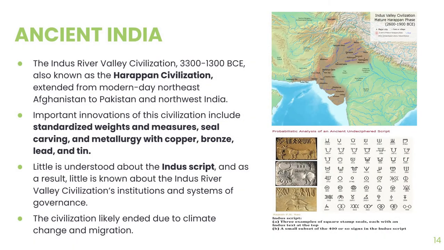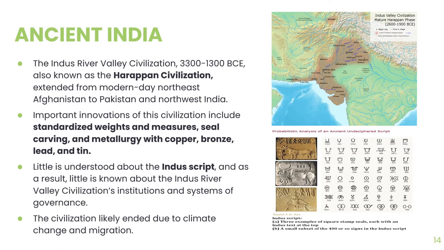Ancient India. Okay, so ancient India, the Indus River Valley Civilization, which was also called the Harappan civilization, extended from modern-day northeast Afghanistan to Pakistan and northwest India. So you see in the image how massive the Harappan civilization was. Also quite massive. It covers a portion of North India.